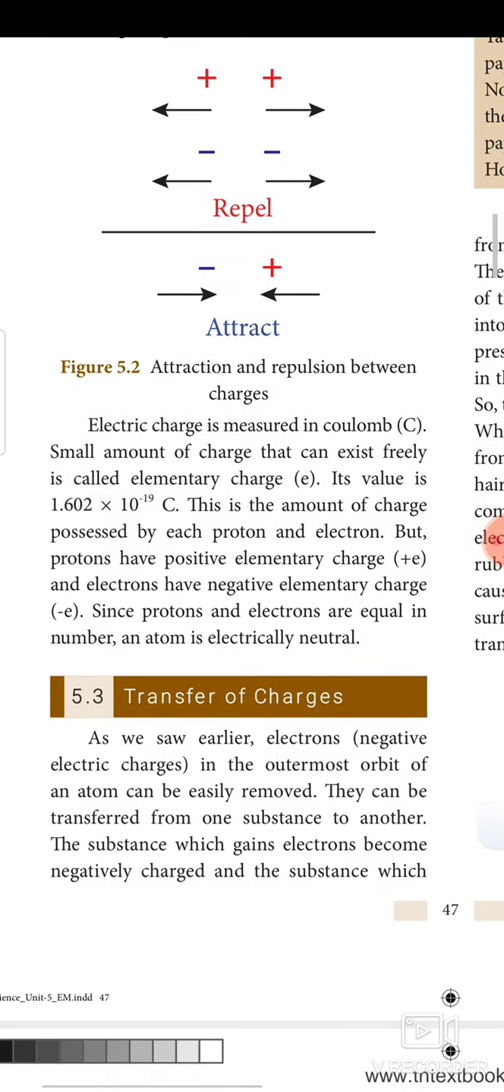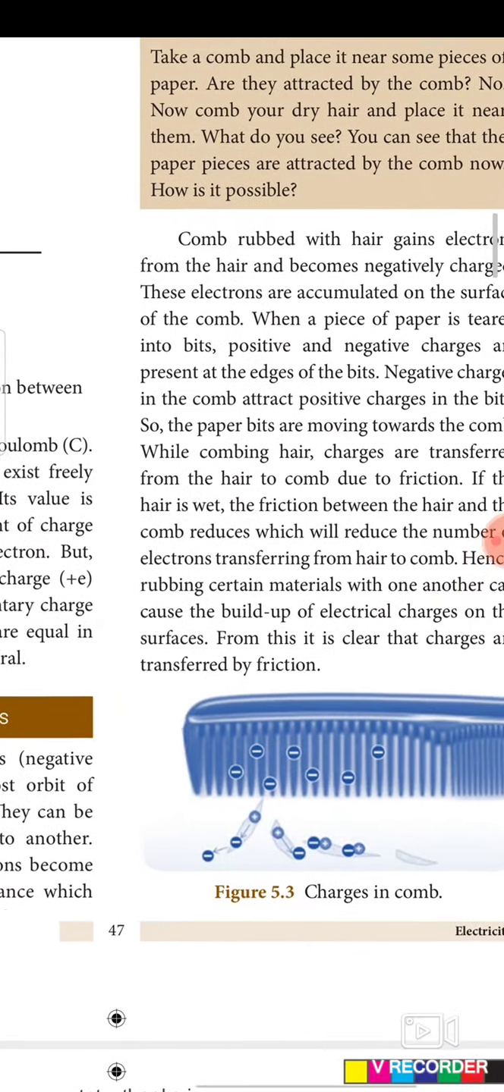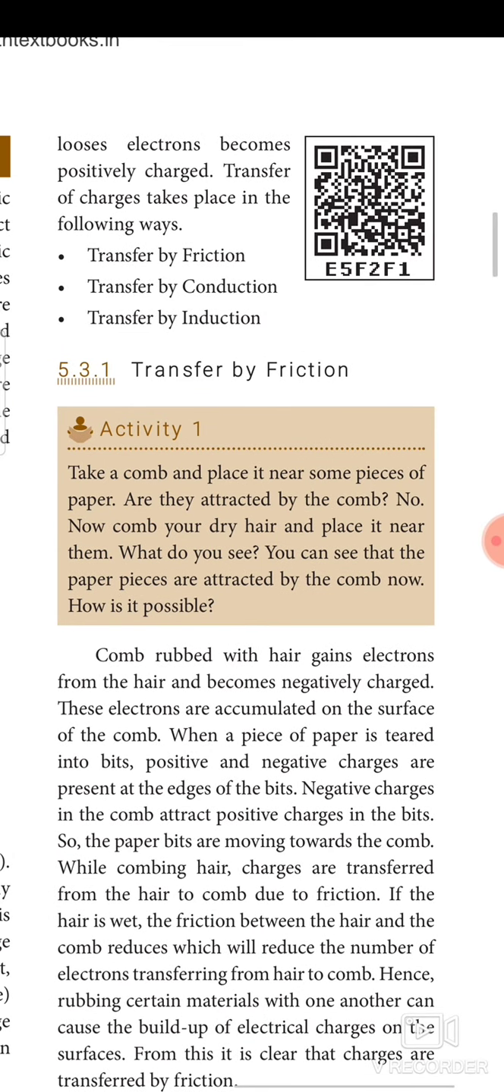So then what happens when the electric current passes? For that we need to know about transfer of charges. As we saw earlier, electrons in the outermost orbit of an atom can be easily removed. They can be transferred from one substance to another substance. The substance which gains electrons becomes negatively charged and the substance which loses electrons will become positively charged. Gain means negative charge, loses means positively charged.